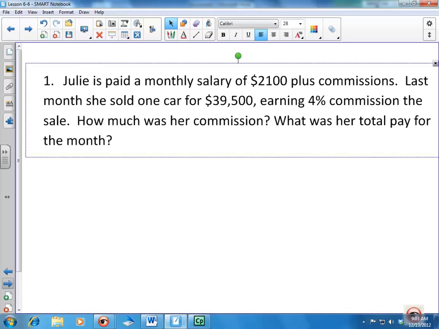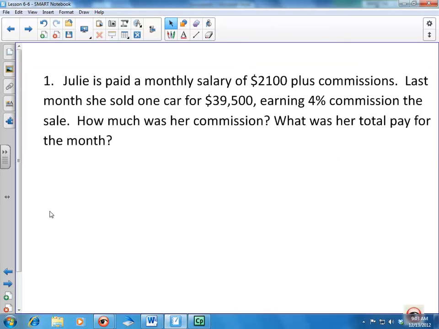All right, let's take a look at our first example here. Our first example says, Julie is paid a monthly salary of $2,100 plus commissions. Last month, she sold one car for $39,500, earning 4% commission for the sale. How much was her commission? What was her total pay for the month?